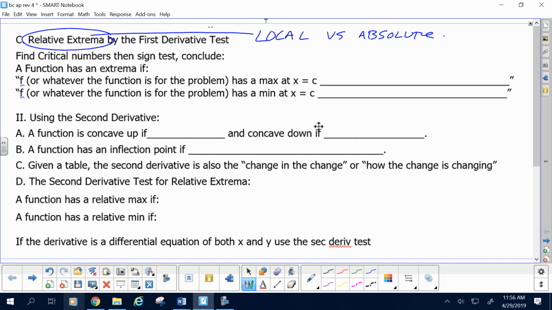If it says, find any local extrema, justify your answers, that's the first derivative or second derivative test. If it says find the maximum, that's absolute extreme. Okay? A function has an extrema if the first derivative changes sign in any fashion.